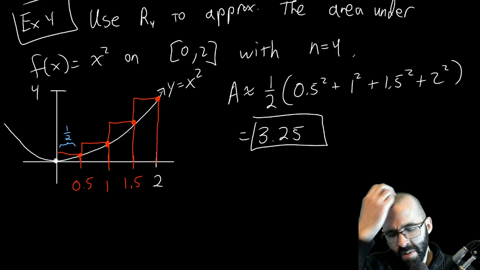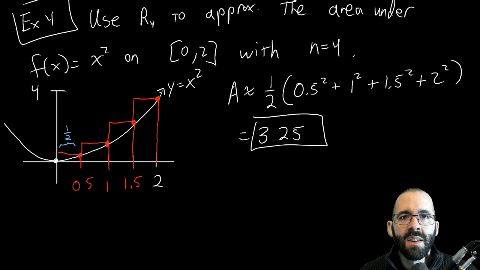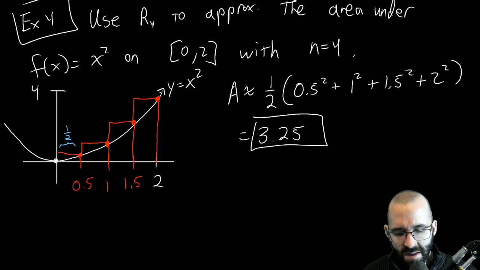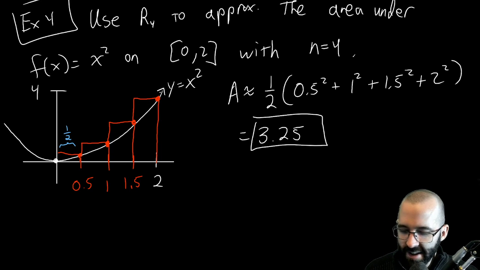All right, and the actual amount I think is 8/3. That's like 2.6 repeating. We have a big overestimate here, which makes sense, right? There's all this extra area in our approximation. Okay, so that's the problem.